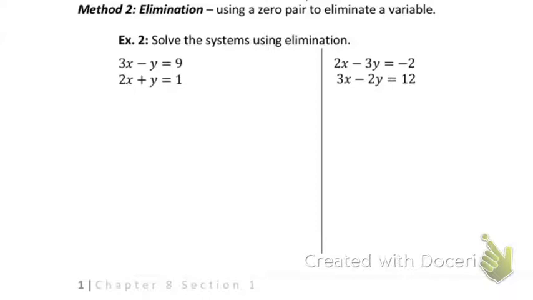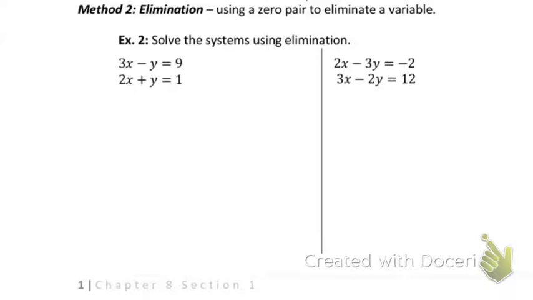Elimination is based upon the fact that you have a zero pair. A zero pair is often called an opposite pair. If I give you 50x, the opposite pair will be negative 50x. Your zero pair, when added, should equal 0. That's why it's called the zero pair. So when I'm told to use elimination, the first thing I'm going to look at is, is there a zero pair?